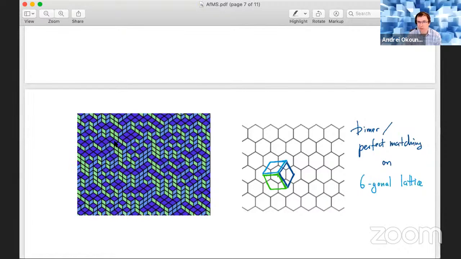But you can also view this model as a purely planar thing. Instead of a surface in 3D, you can think of this as just a tiling of a plane by 3 kinds of rhombi. You can also identify it with the dimer model, because if you superimpose your rhombi tiling with this hexagonal lattice, you see that each rhombus covers 2 vertices of this lattice.